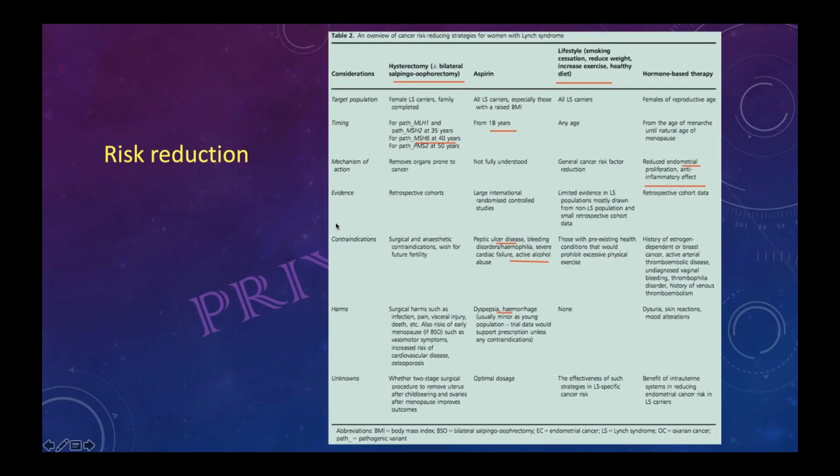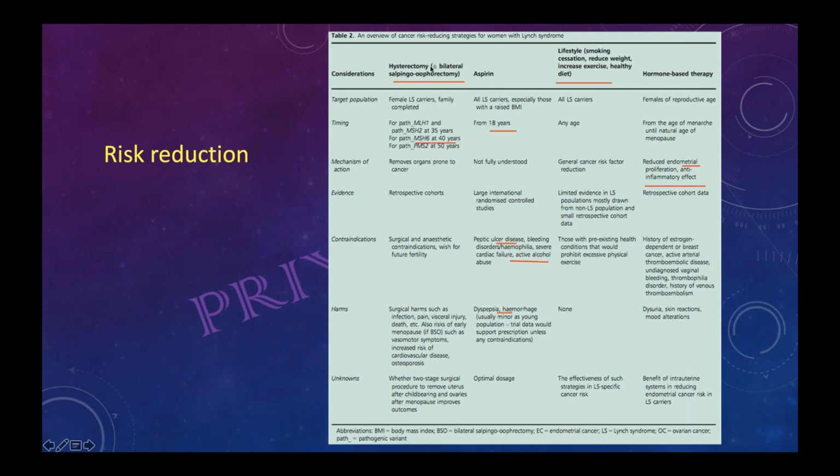Now, if the patient has a Lynch syndrome, some risk reduction strategies are done. What is done? It is the hysterectomy, bilateral salpingo-oophorectomy. This is one thing that is done. Various ages they have given, but I don't think these ages are that required. Apart from this, if the BMI is high, then from 18 years they want aspirin.